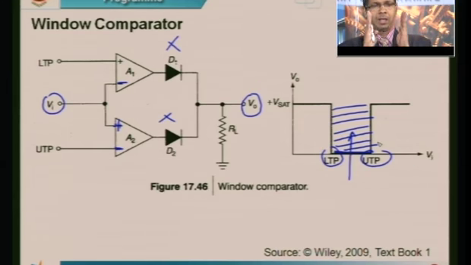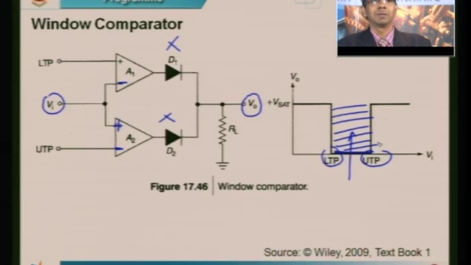Window means what? Whenever my input is within this window of voltage, my output is 0, else it is logic 1 or plus Vsat. So this is one application where you can use two comparators and achieve what we call a window comparator. In this case, the output was 0 whenever it was in the window.